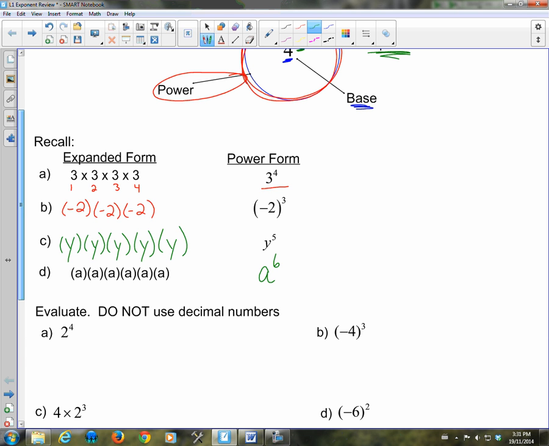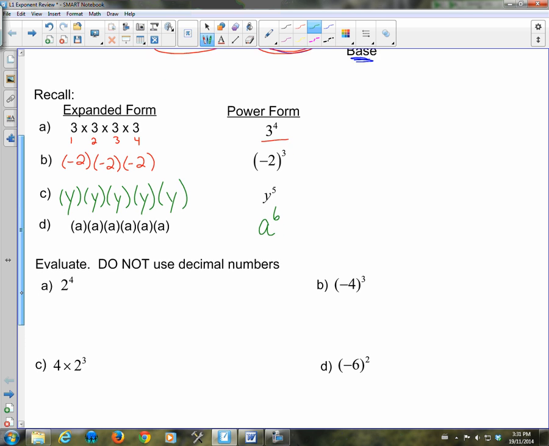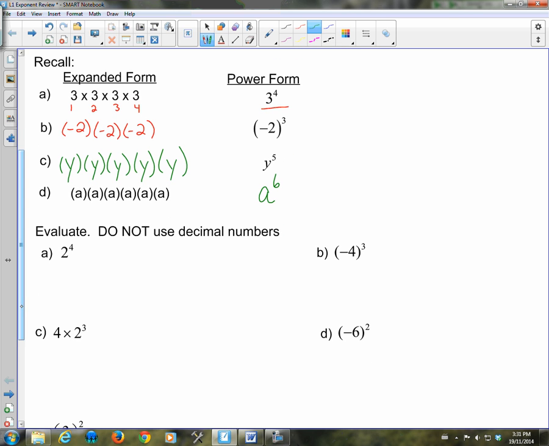When we're evaluating, we have to remember we're evaluating what is standard form. We don't have to write it all out. We don't have to write out 2 times 2 times 2 times 2, but we have to understand that's what we're doing, not 2 times 4. So we have to understand that it's 2 times 2 times 2 times 2, which is 16. So we don't have to write it out in expanded form every time we evaluate.